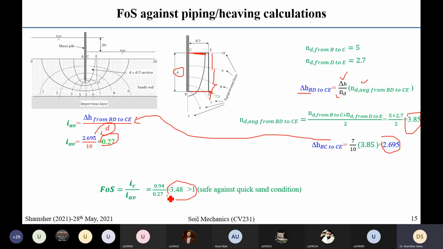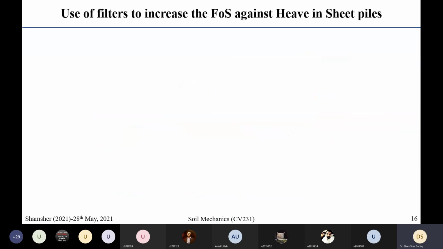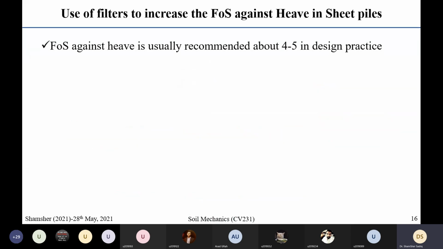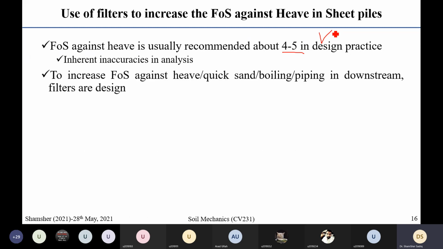Okay, good. So let us conclude about this heave: the factor of safety against heave recommended in design practice is 4 to 5. This is about the design practice. Because of inherent inaccuracies in analysis, we increase the factor of safety against heave, quicksand, boiling, piping. Whatever I taught you, anyone can use the words piping, boiling, quicksand, heaving. So these are the same thing.